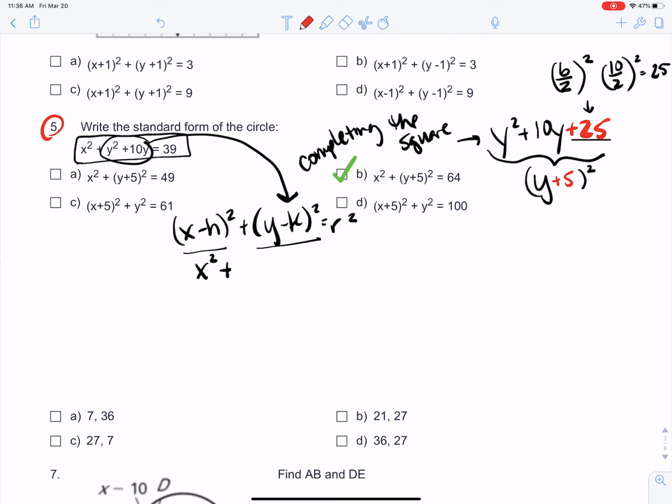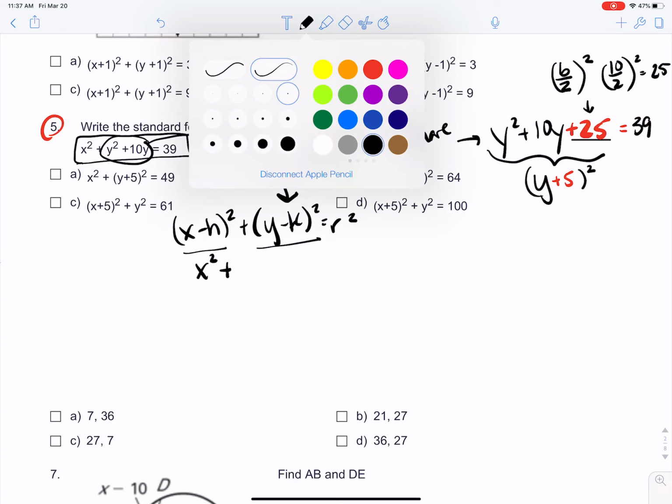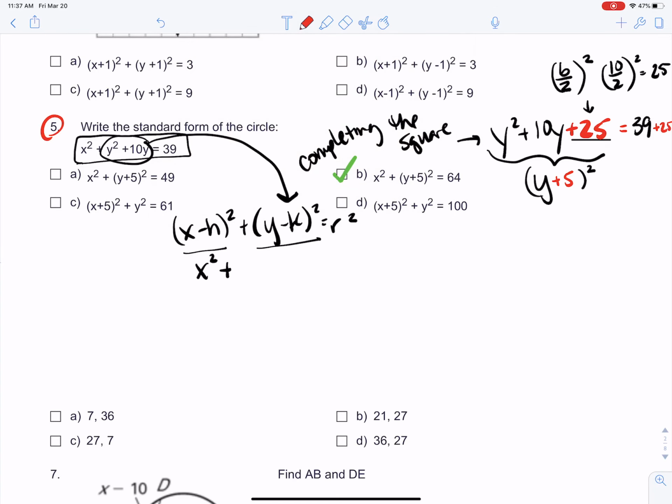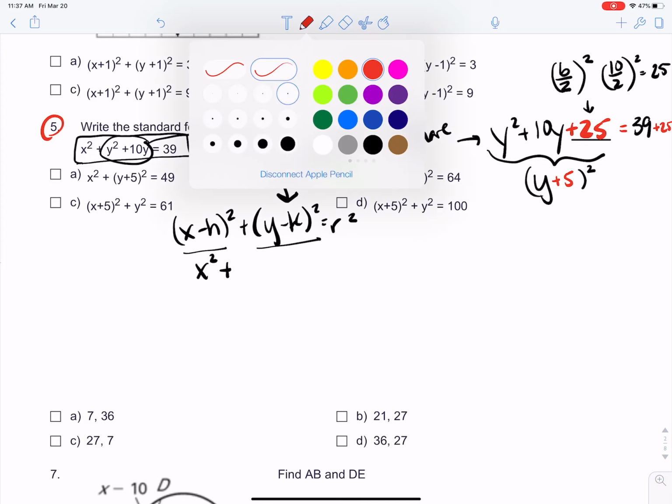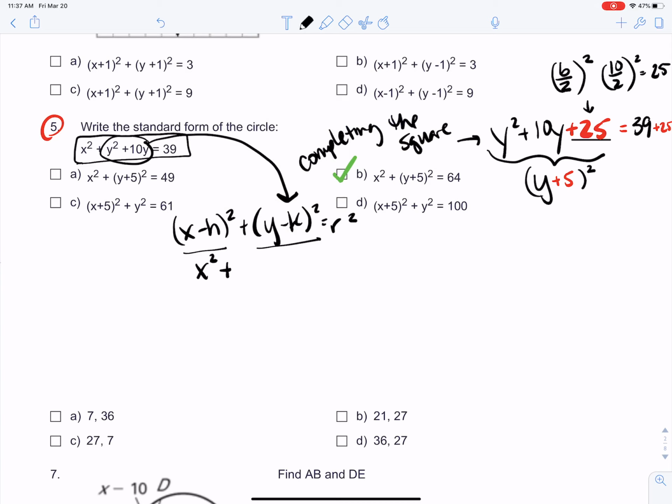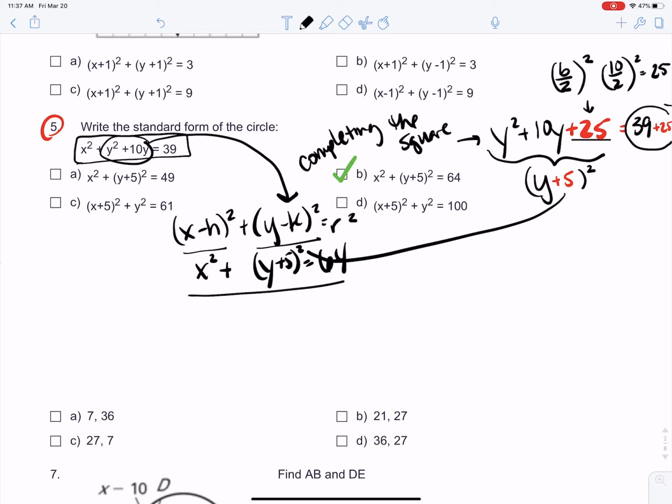That's great, but the only problem is if I added the 25 to the left-hand side of the equation, the original had a 39 over here. We also need to add a 25 to the right-hand side of the original equation. So once we do that, now I'm going to rewrite this right here, y plus 5 squared equals r squared. The other side of our equation is 39 plus 25, which is 64. And that is how we get letter B as our answer.